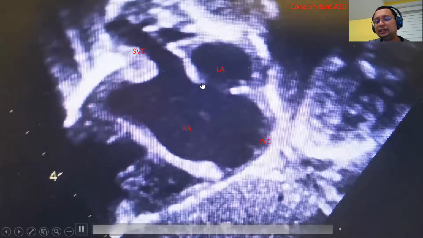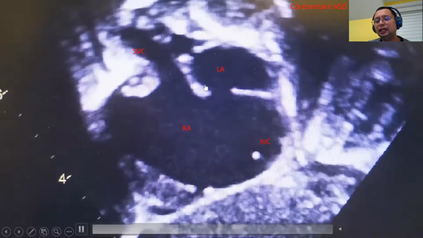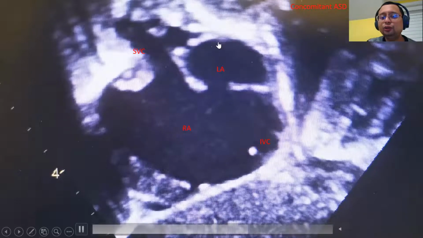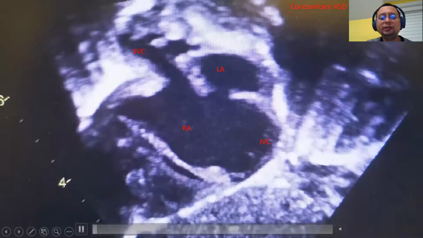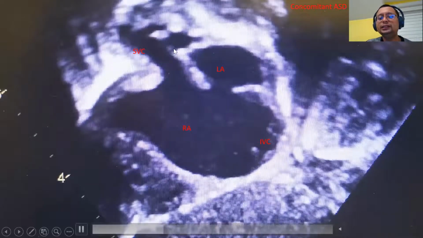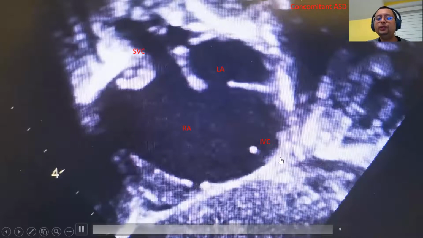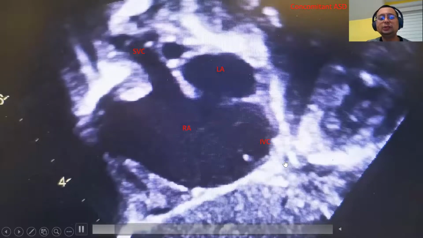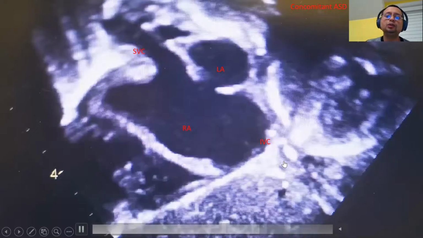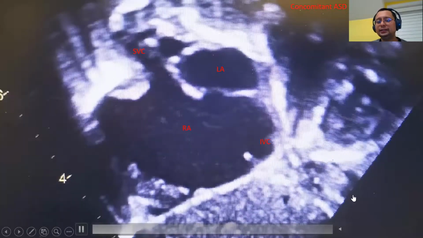You can see obviously there is the secundum ASD that we saw just now. This view is also special because this is one of the very few views where we can actually see a superior or inferior sinus venosus ASD. This patient does not have one. I just wanted you to be aware of this view that we can see.